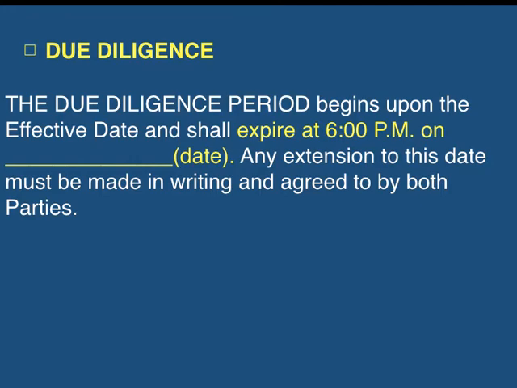It does go on to say that any extension to this date must be made in writing and agreed to by both parties. So if you need to extend that date, you can do that with an addendum, but it must be in writing and agreed by both parties. This verbal stuff means nothing when it comes to legal contracts.